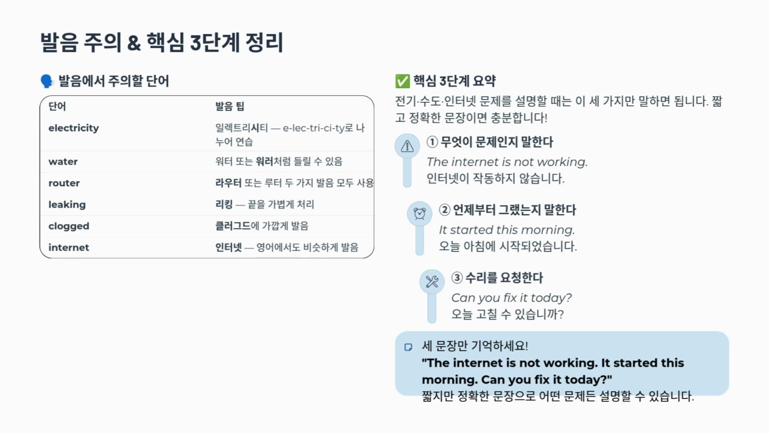The same structure works for electricity and water. There is no hot water. It started last night. Can you send someone to check it? Remember the complete model and replace only the problem word when a new situation occurs.